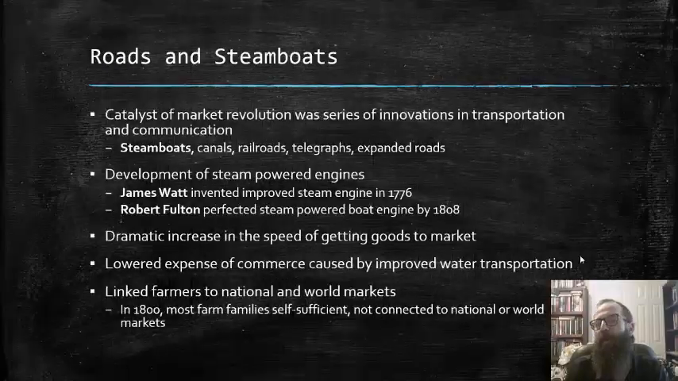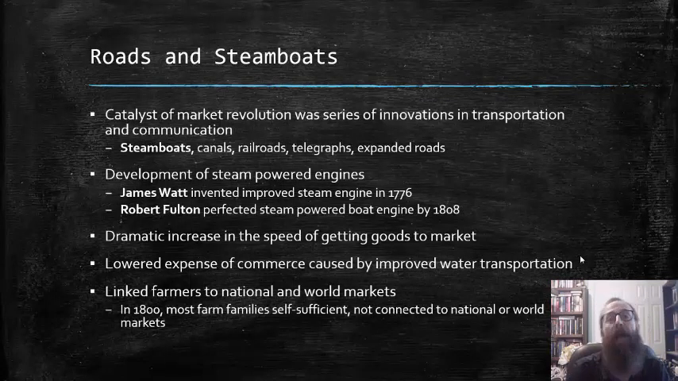The phenomenon known as the market revolution radically transformed first the economic life of Americans in the early 19th century, and then the social and political lives of Americans as well. The catalyst behind this market revolution was a series of innovations in transportation and communication: steamboats, canals, railroads, the telegraph, an expanded road system. The development of steam-powered engines undergirded this transformation in transportation and communication.